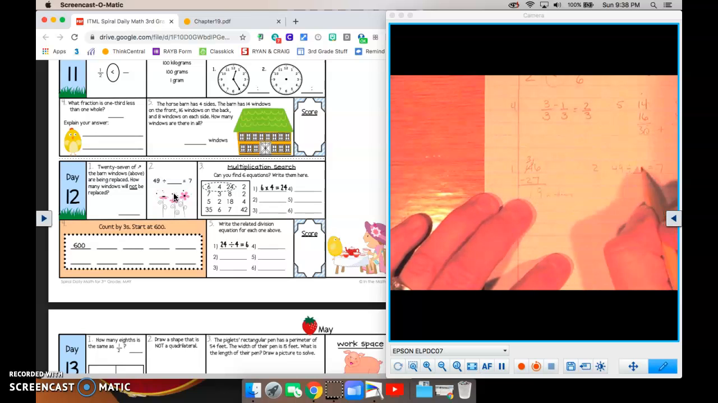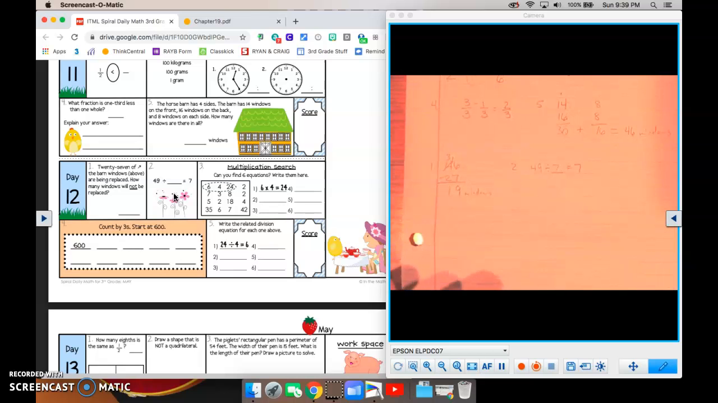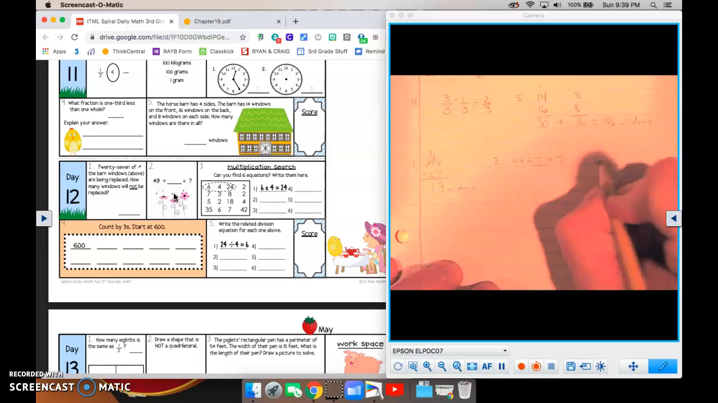There we go with our fast ones. There's 7 and 7. 7 times 7 is 49. Multiplication search. Can you find 6 equations? Write them here. All right, I like this one last time. So I'm going to do this again. This was a lot of fun.